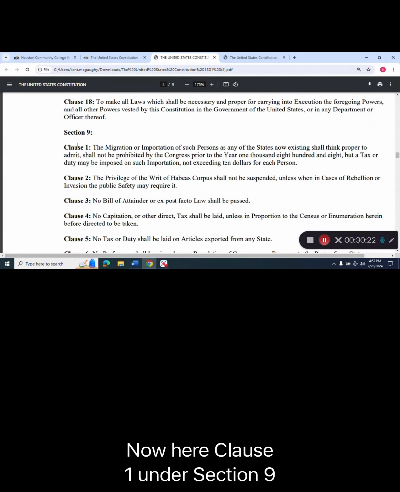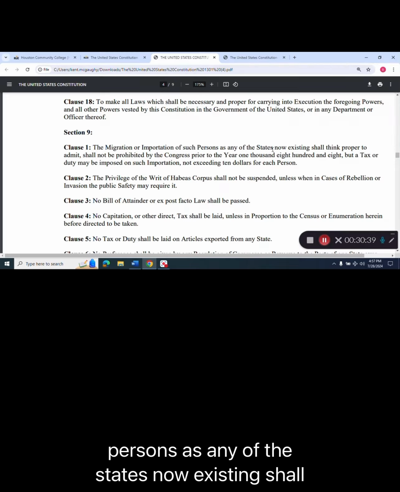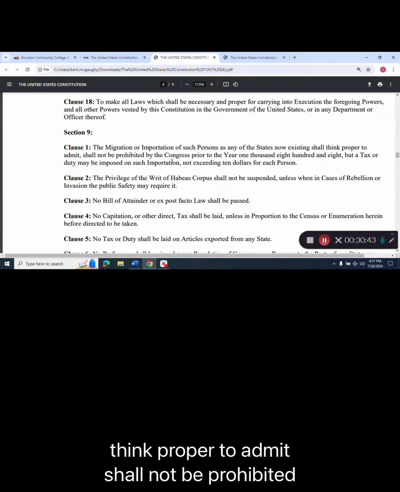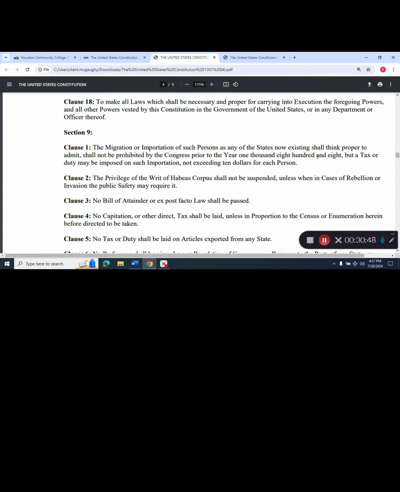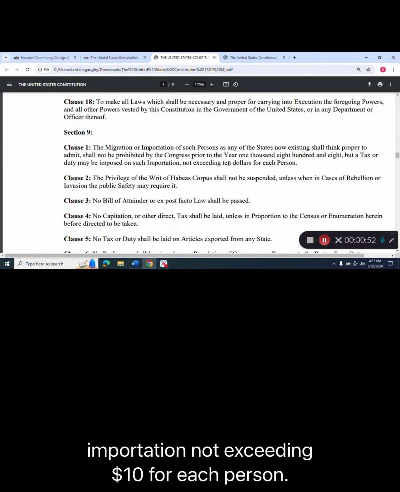Now here, Clause 1 under Section 9 is the part that guaranteed the protection of the slave trade until January 1st, 1808. So the migration or importation of such persons as any of the states now existing shall think proper to admit shall not be prohibited by the Congress prior to the year 1808. But a tax or duty may be imposed on such importation not exceeding $10 for each person.